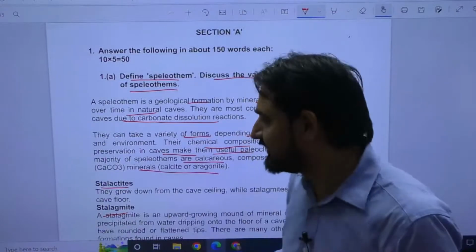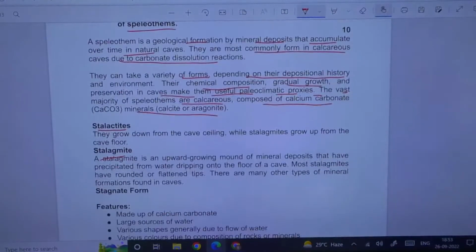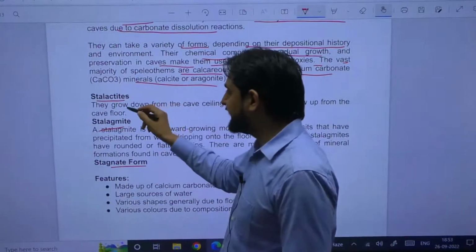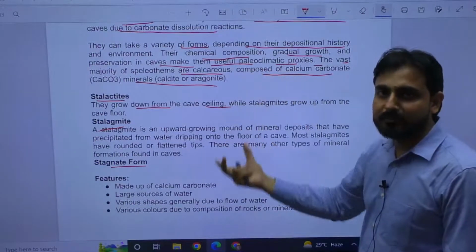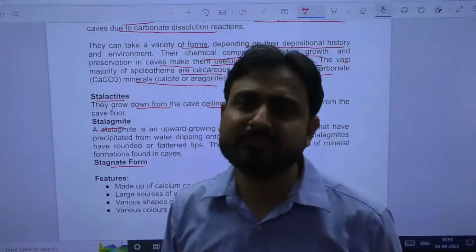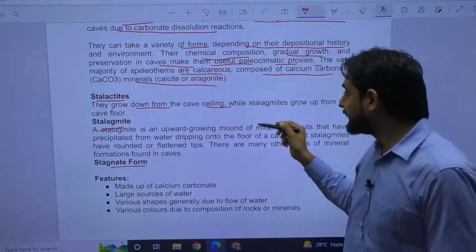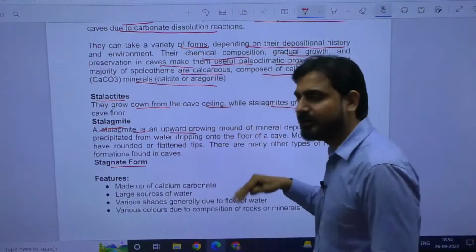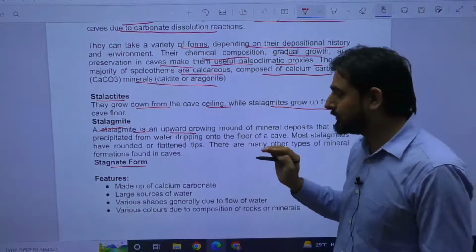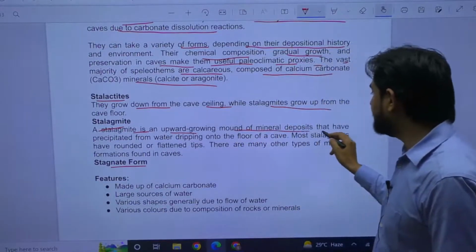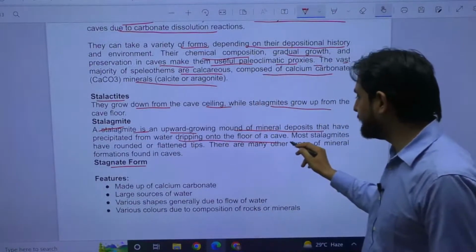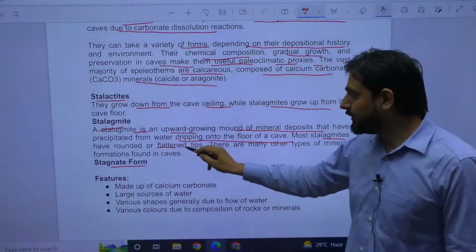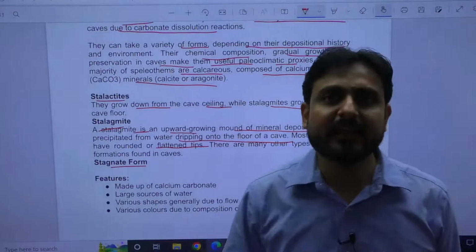Then you can define generally 3: stalactites, stalagmites, and stagnate forms. Stalactites grow down from the cave ceiling in conical and other forms. Generally they are attached to the cave ceiling, while stalagmite grows from the bottom. Stalagmite is an upward growth, while stalactite is downward growth of these calcareous products, mound-like mineral deposition precipitated from the water dripping on the cave floor. Most stalagmites have a rounded or flattened tip, while stalactites generally have a conical shape.